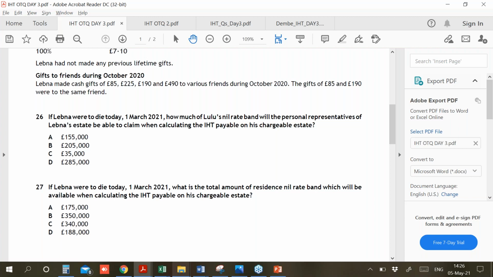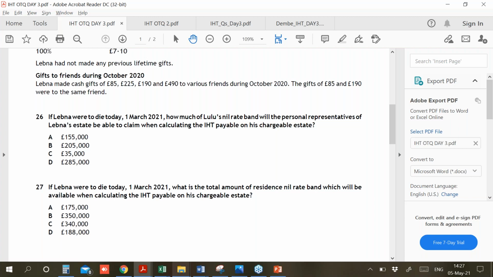So the person who has died after 2017 is eligible to claim the RNRB, provided there is a main residence included in their estate in which he or she used to live, and they have transferred the estate to their direct descendants. And the direct descendants mean only and only children and grandchildren. It cannot be brother, sister, mother, father, no one. Children and grandchildren. These are the two conditions of RNRB to be claimed.